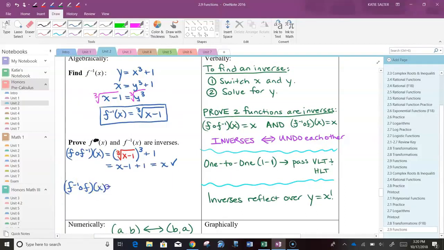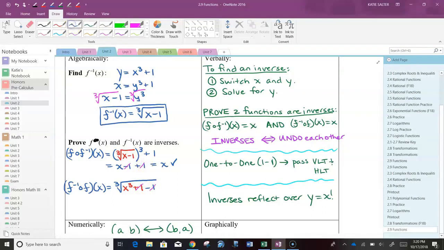So now what we're going to do is take the original function and substitute it into the inverse function. So this would be the cube root of x minus 1, but where we see x, we're going to substitute x cubed plus 1 minus 1. So then we can see that that positive 1 and negative 1 cancel out. We would have to do that part first.